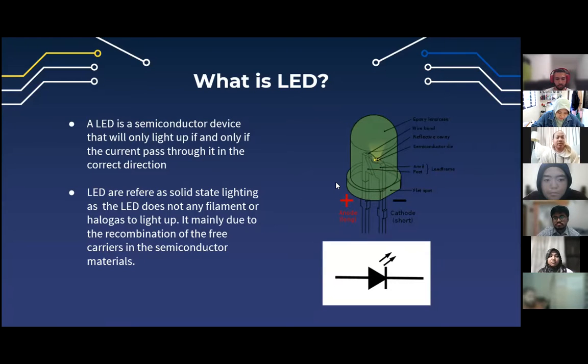LED is an abbreviation for light emitting diode. So it's a diode, which is a semiconductor device that only lights up if and only if a current passes through it in the correct direction, from anode to cathode, from the positive to the negative side.